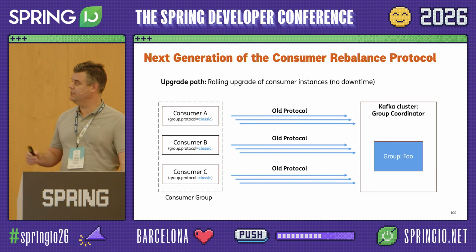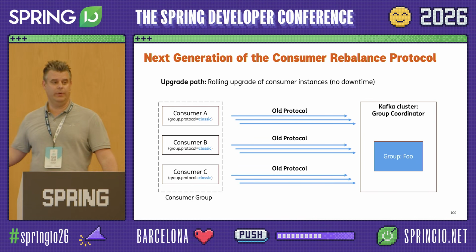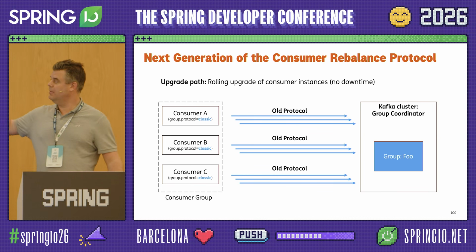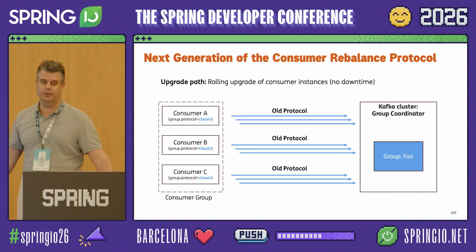So let's see how this works. And I'm going to show you also in action a live demo where we're going to do a rolling upgrade without any downtime. And we're going to migrate the group from an old protocol, the classic protocol, to the new one without downtime.